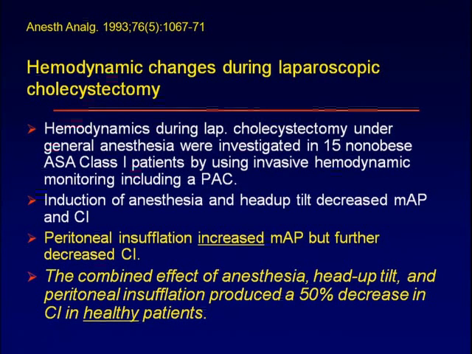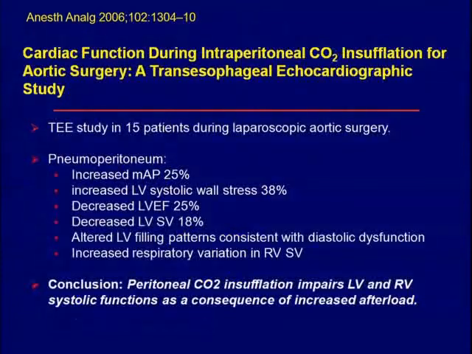Well, most of our patients aren't particularly healthy, and they may be elderly. This is a study that then was done using transesophageal echo more recently in 2006. They used echo in 15 patients having laparoscopic aortic surgery. They found that with pneumoperitoneum, there was an increase again of mean arterial pressure, an increase in LV systolic wall stress that was pronounced, or an increase in afterload, a decrease in ejection fraction, a decrease in stroke volume. They found filling patterns consistent with diastolic dysfunction, and they found a greater respiratory variation in right ventricular stroke volume. So there was a rather profound acute hemodynamic challenge that was induced simply by the laparoscopy.